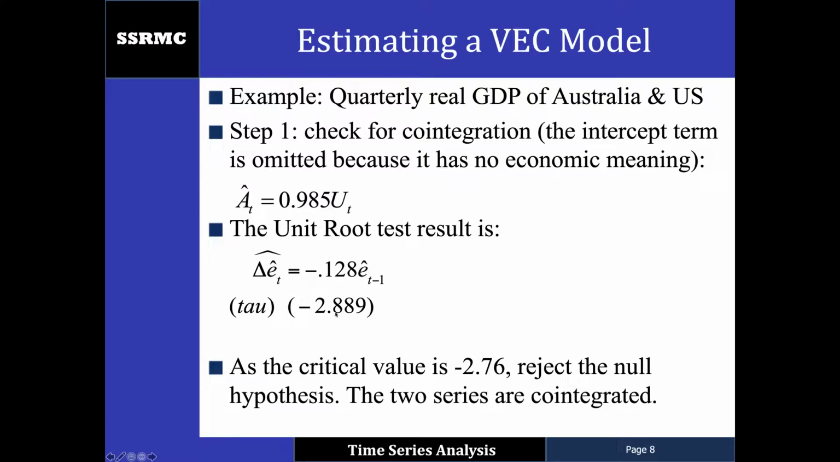So the test statistic is minus 2.889, and the critical value is minus 2.76 from the table that I gave to you in the last lecture. So we reject the null hypothesis. The two series are co-integrated. In this type of test, the null hypothesis is unit root, or the series is not stationary.